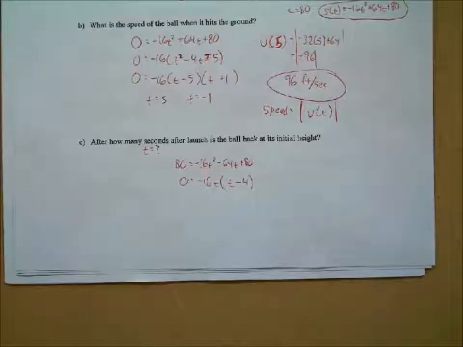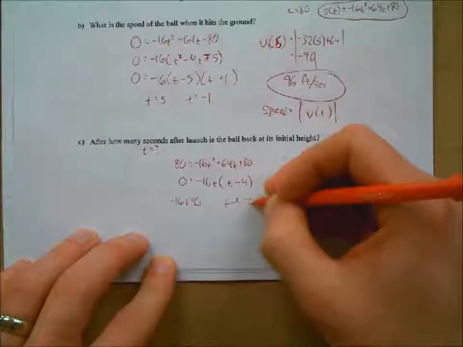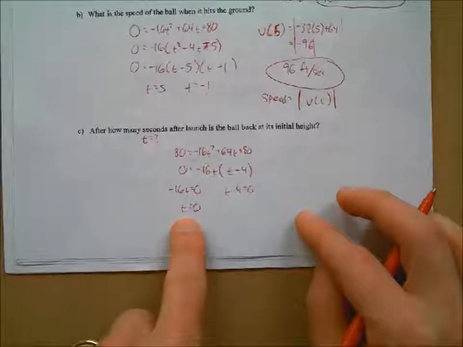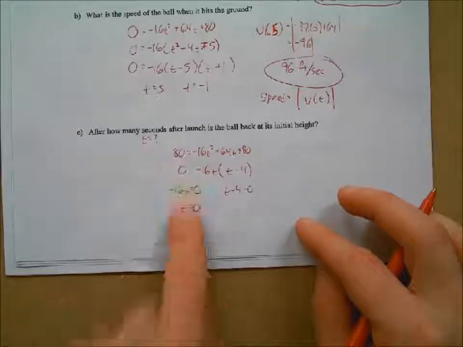And so we get negative 16t equals 0. We get t minus 4 equals 0. So you get t equals 0. That's the initial height, right? At time t equals 0, our height is 80. That's where we get that time from.